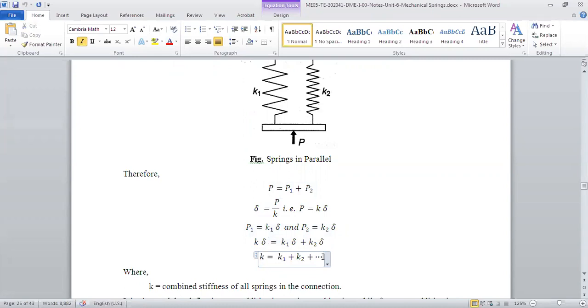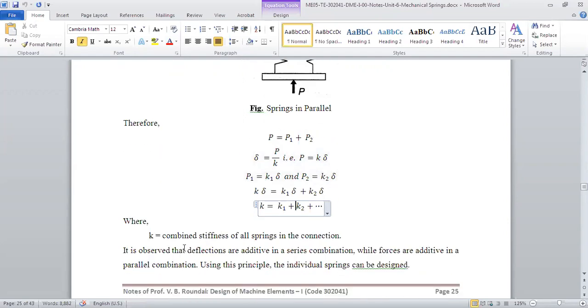That means, if n springs are in parallel, then the resultant stiffness of the combination is the sum of all the stiffnesses. So if you have n springs, or 3 springs, 4 springs, if you add the stiffnesses of all the springs, you will get the resultant stiffness if they are in parallel. So this is the combined stiffness of springs which are in parallel.